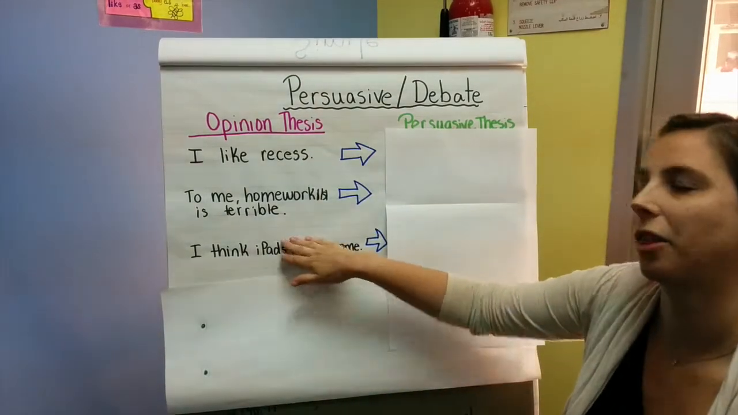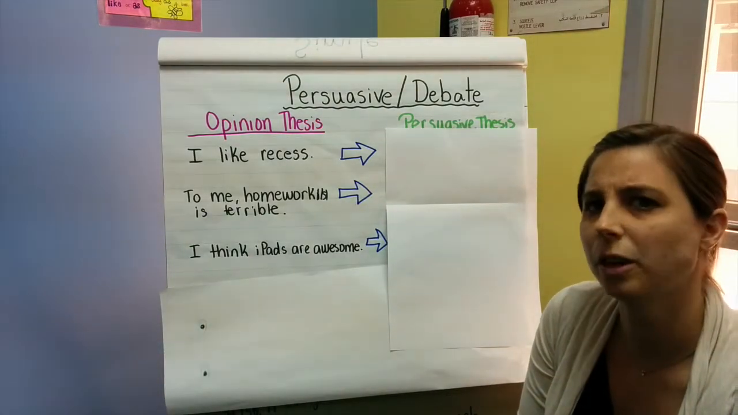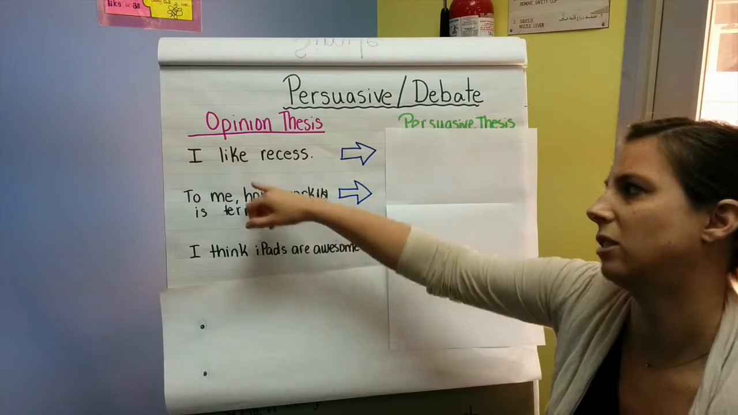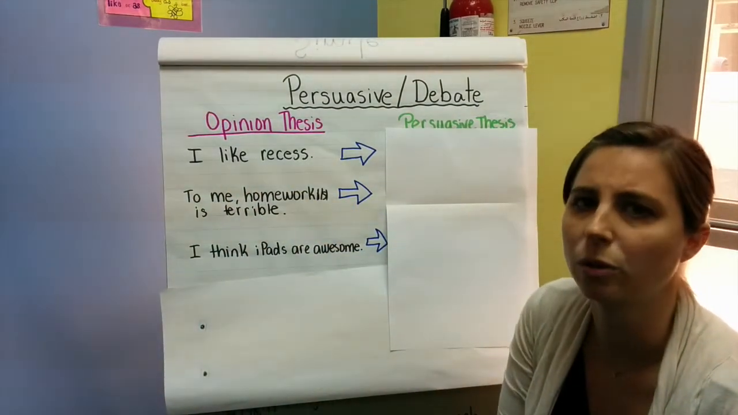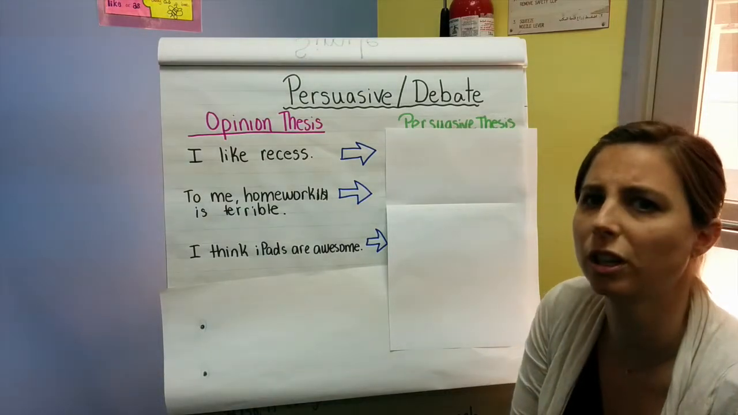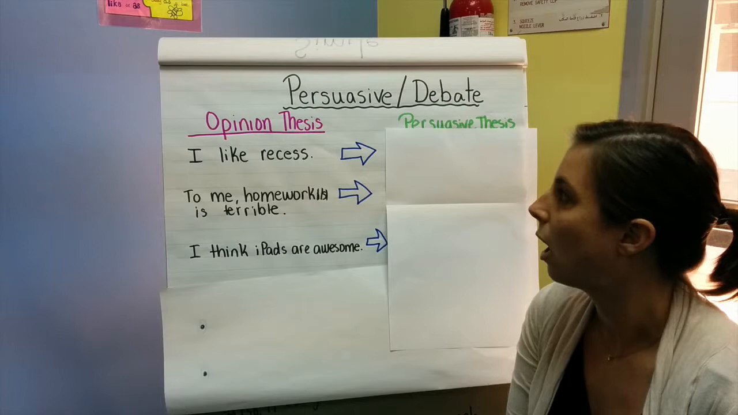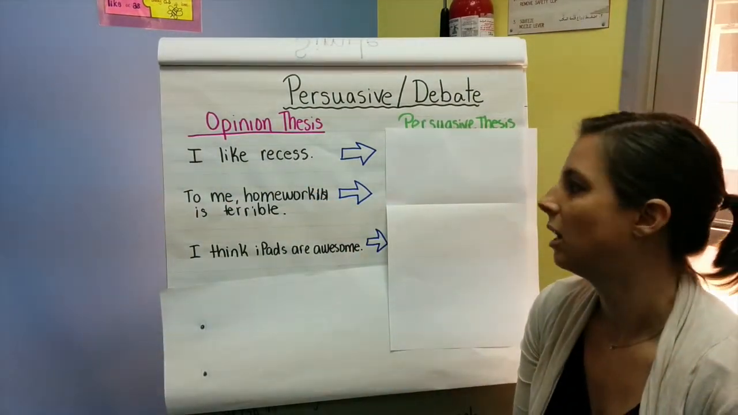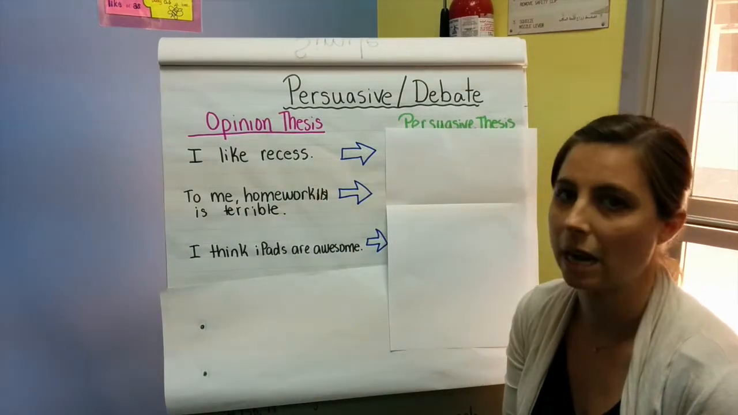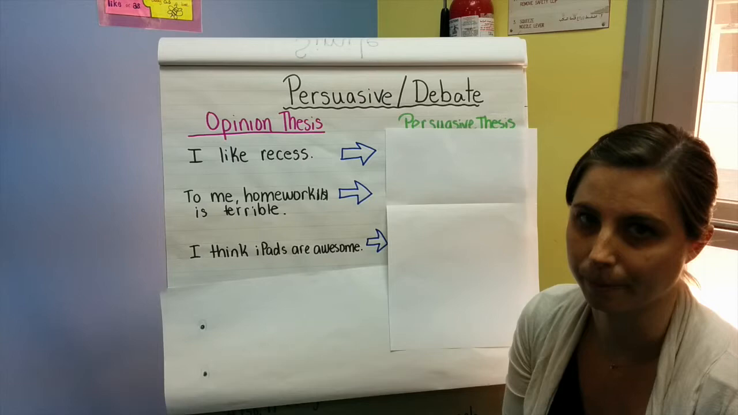Up here, I've got 3 examples of an opinion thesis. It's not the complete thesis statement because, as you'll notice, there's only the writer's opinion, but they don't give their bullet points. So we're just going to look at how to change the beginning part from an opinion to a persuasive. So the first one says, I like recess. To me, homework is terrible. And the last one, I think iPads are awesome.